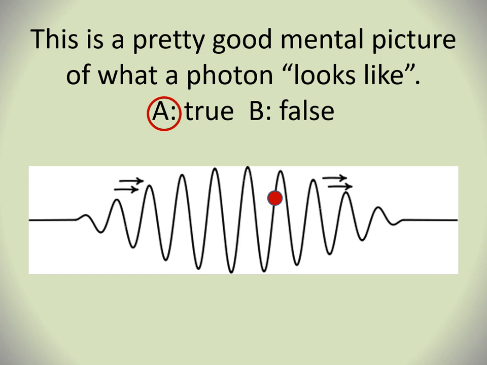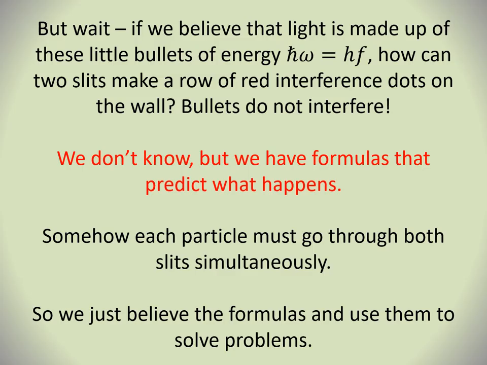It's true, actually. It's got a red dot in it. That's the point photon that's detected on a screen. But it also has a wave character to it. So there's a wave in there, and they're combined somehow. And we have no good mental picture of how that works. All we have are equations.